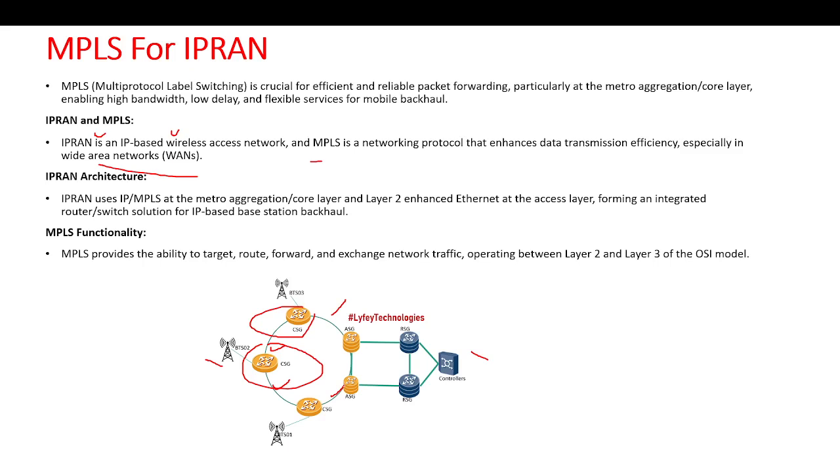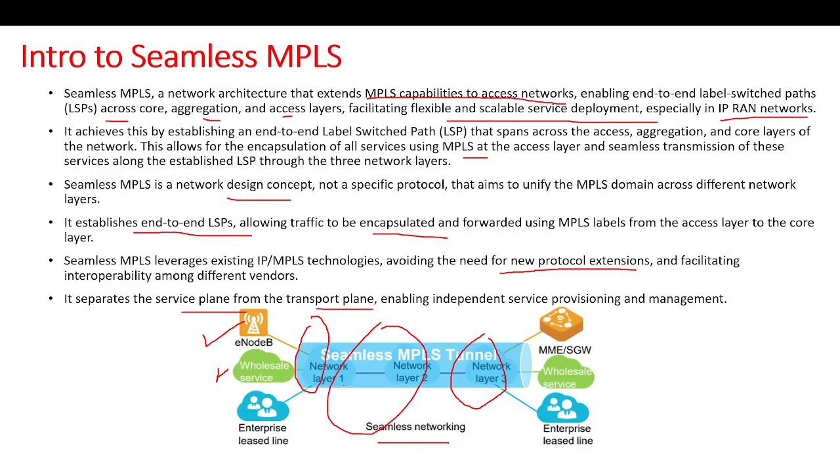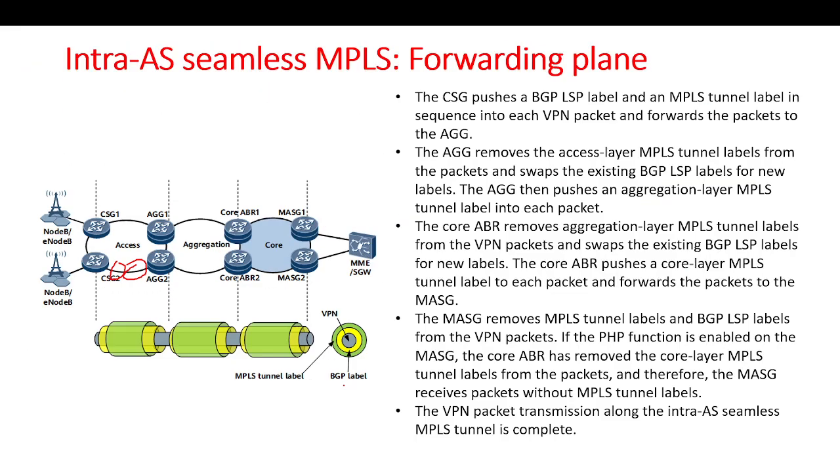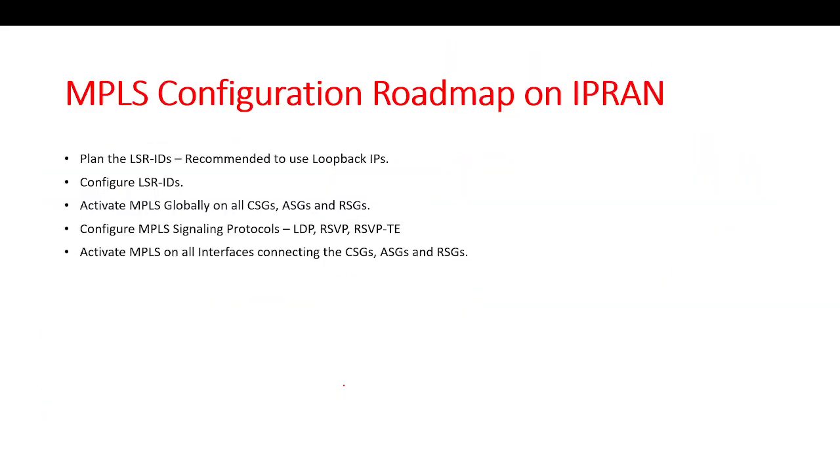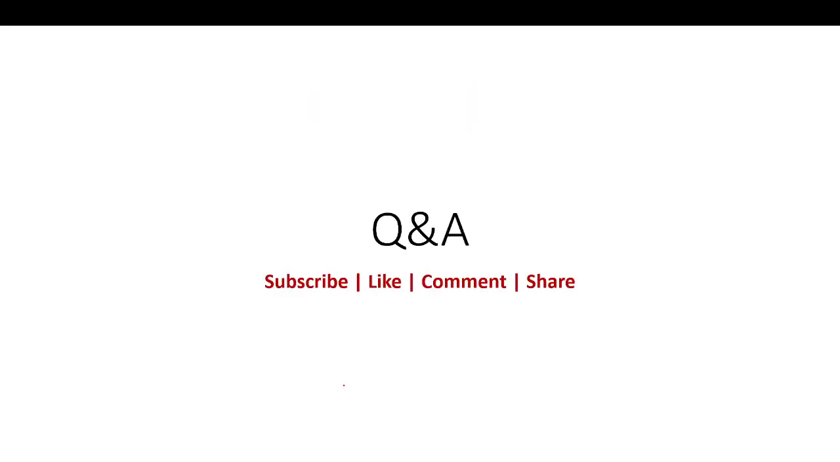If you fail or you forget to activate MPLS or MPLS LDP, remember, you won't be having labels and then your network will be down. As much as the link is up, the link will not be able to carry the traffic. So these are the configuration roadmap, how you will configure MPLS on IPRAN. And that is it for today.